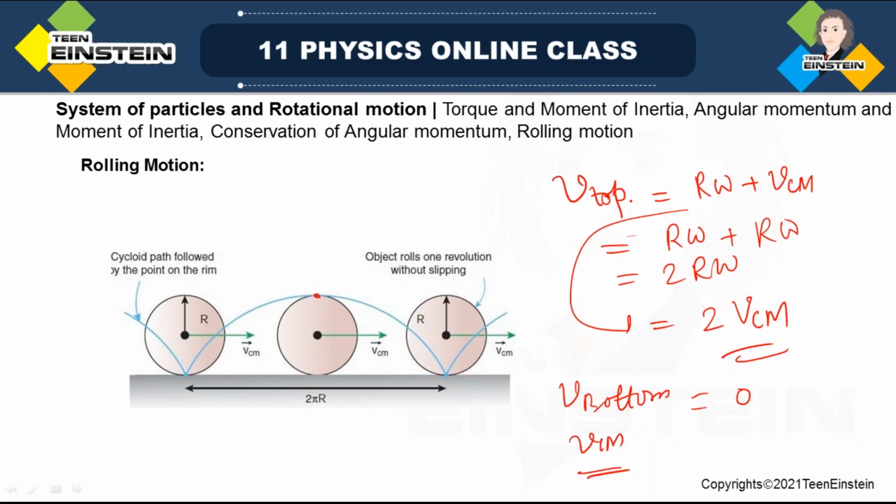Sometimes you will be asked to find various quantities in this rotational motion, using rolling without slipping. Without slipping means V is equal to R omega. That condition you have to use. And you have to find out the velocities of the top point, the velocity of the bottom point, and the velocity of the center of mass.